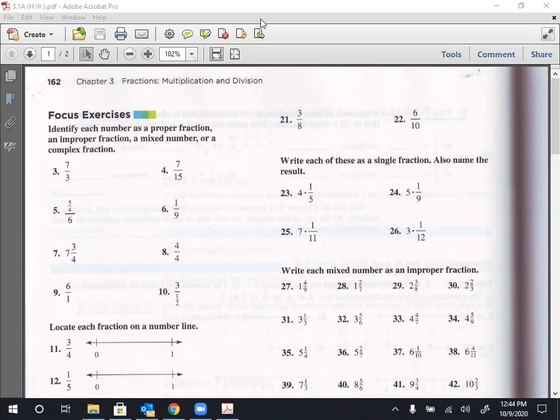Now look at number 4. I know you don't have to do it, but what kind of fraction is number 4? Proper. That's right. Number 4 is 7/15. And 7/15 is a proper fraction because 7 is smaller than 15. Okay? How about number 9?